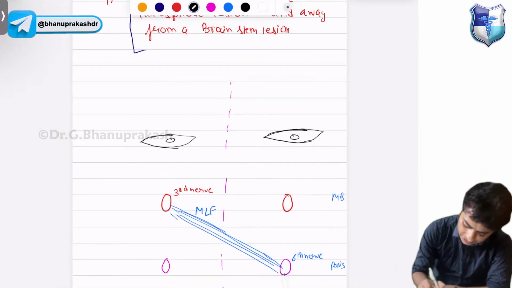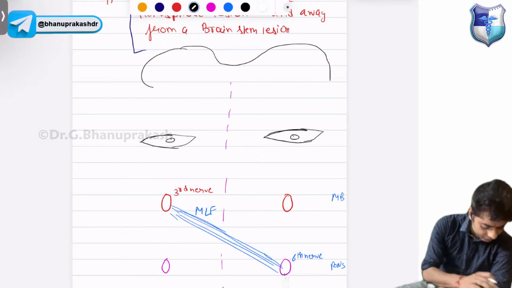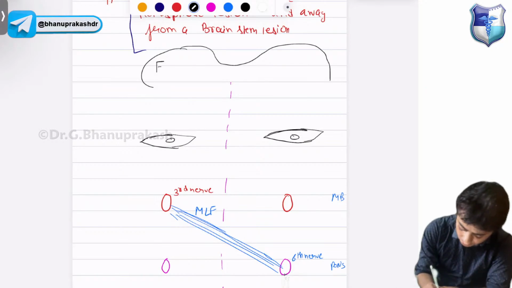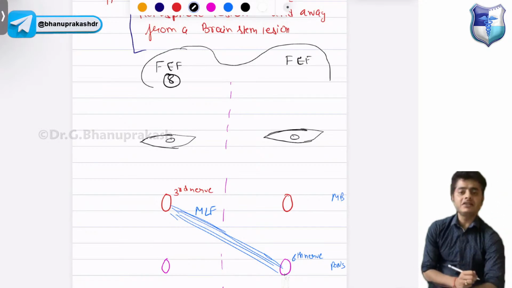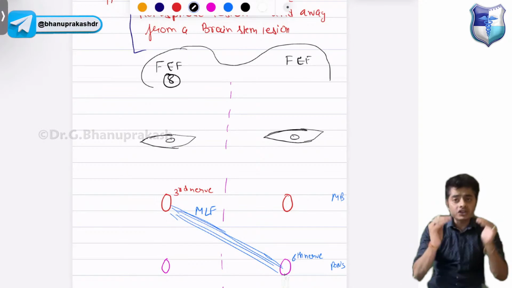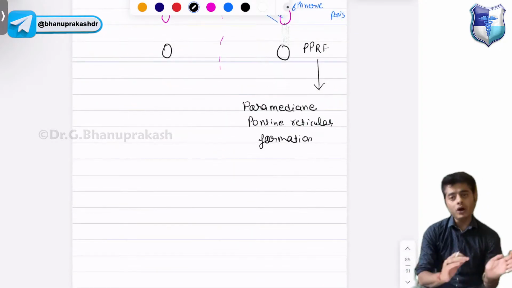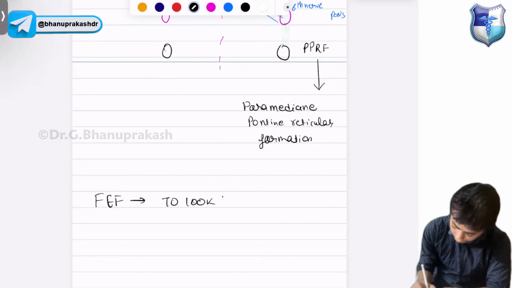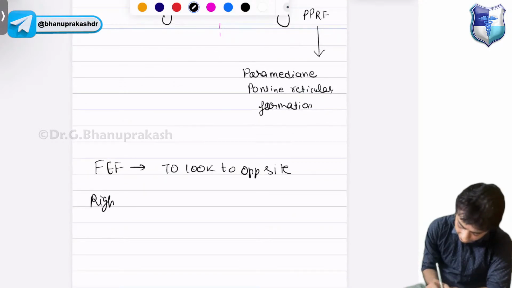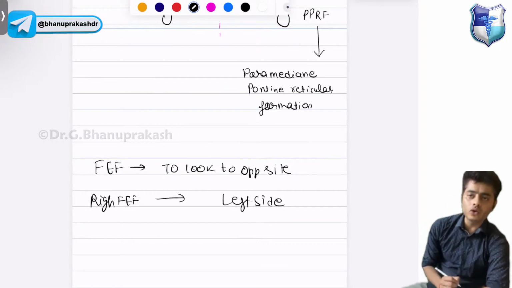ये है हमारा सबसे ऊपर सेरिबल कॉर्टेक्स. एंड यहाँ पे प्रेजेंट होता है फ्रंटल आईफील्ड एरिया नंबर 8. इट इज प्रेजेंट इन frontal lobe. Now, function of this FEF, the frontal eye field area, is to look to opposite side. So, right frontal eye field will help you to look to left side.